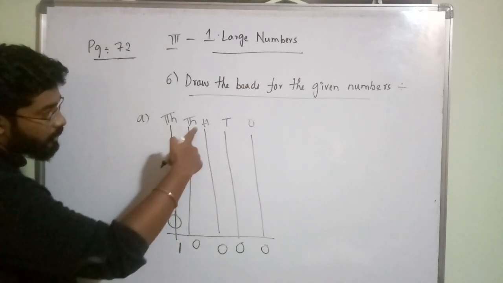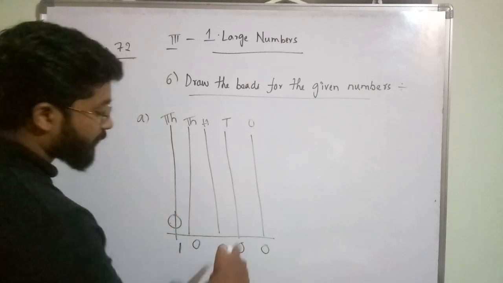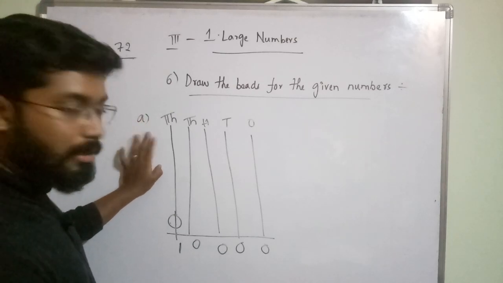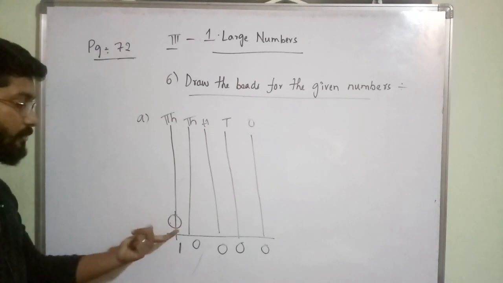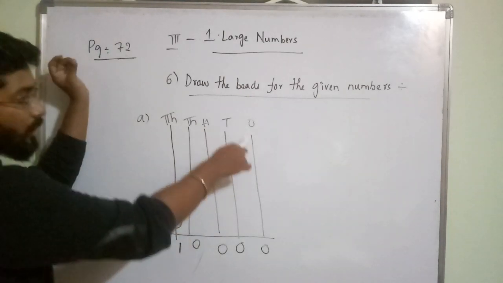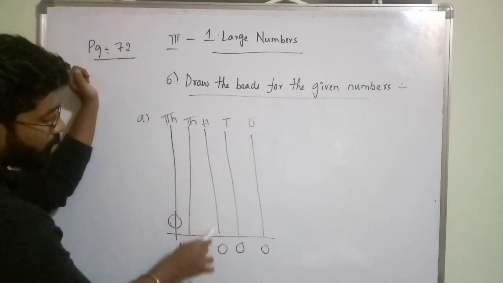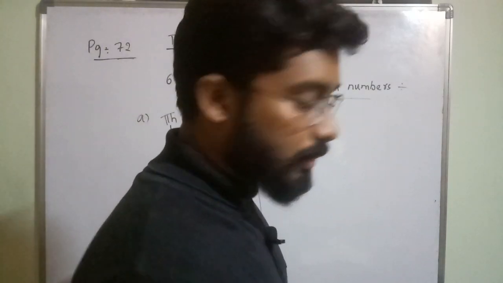Okay. So in thousands rod there is nothing, so I kept 0 below. So like that you have to write. So what is the number we have represented here? That number is 10,000. So that's why only one bead is there in 10,000s place. Like that, count the number of beads, write it below. So, but this is the thing here.